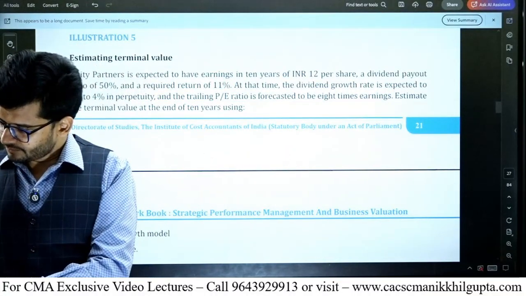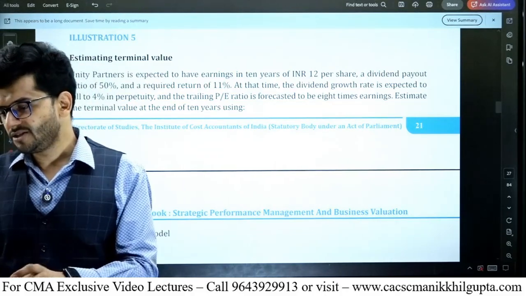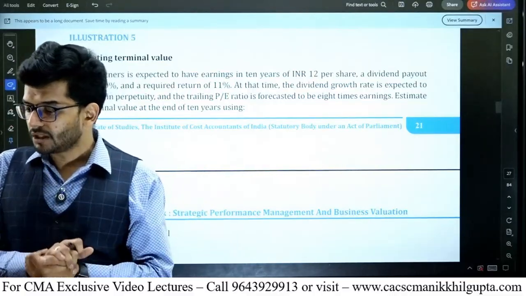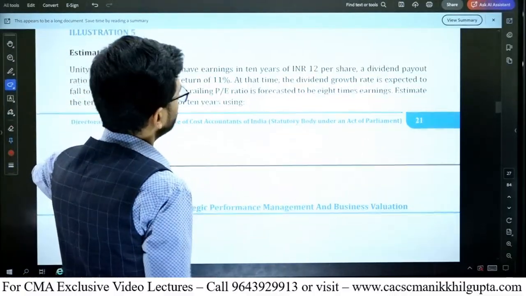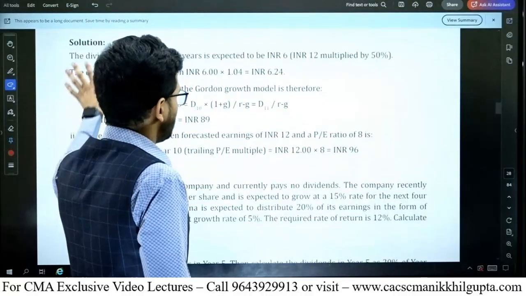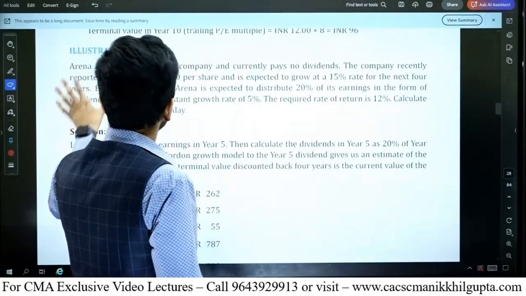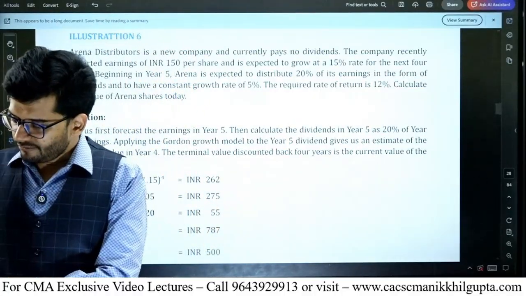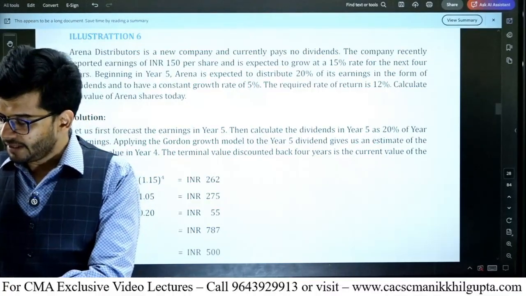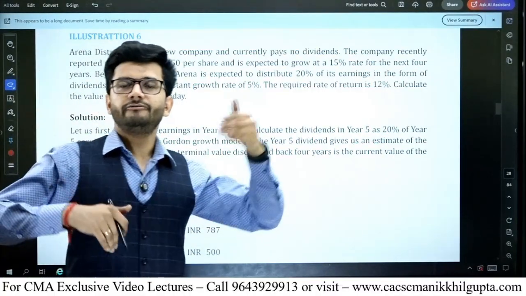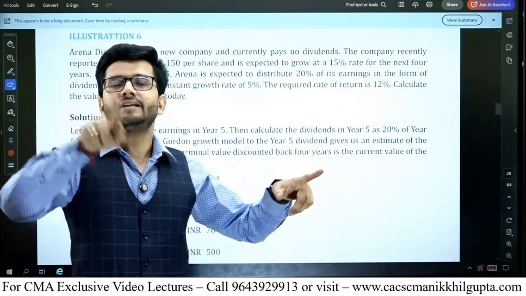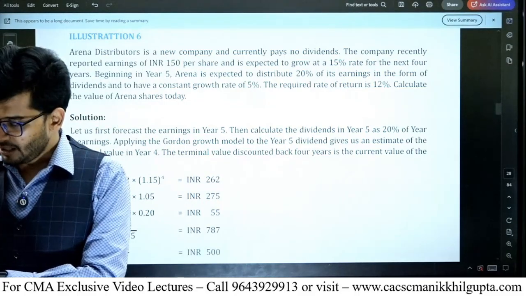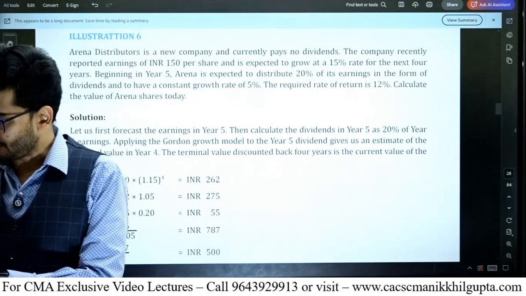Illustration number 5. Again a very straightforward formula. Gordon's model is required to be used over here. Terminal value is required to be computed. No complication at all in this particular question. Gordon's formula is required to be used. Similarly, illustration number 6 also, guys. Simple formula, simple calculation required. Simply the future residual income divided by KE minus G. That's the simple Gordon's formula that we need to apply in this question also, and the answer will be absolutely in front of you. Nothing complicated about it.